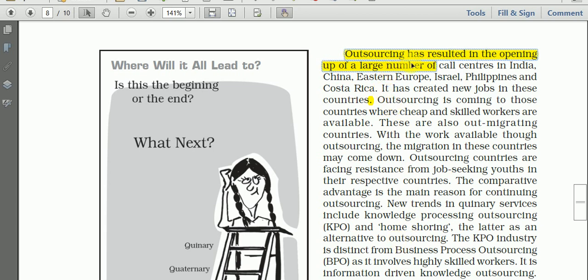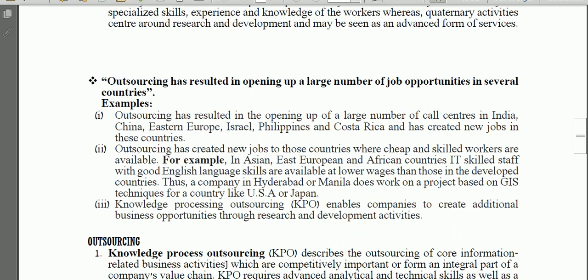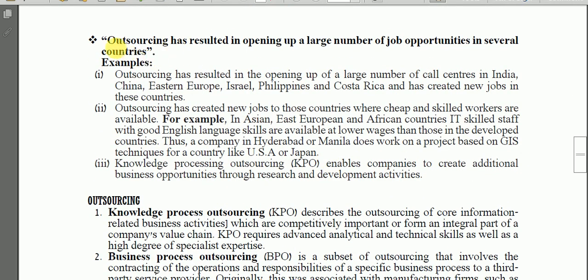See here, outsourcing has resulted in the opening up of a large number of job opportunities. So I am presenting this big paragraph in this way. It is frequently asked in the board exam also. See, the statement is: outsourcing has resulted in opening up a large number of job opportunities in several countries of the world.